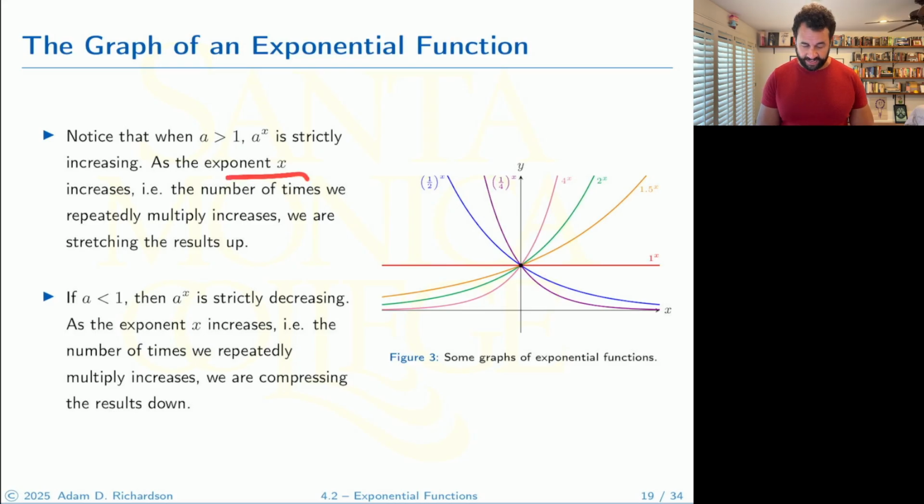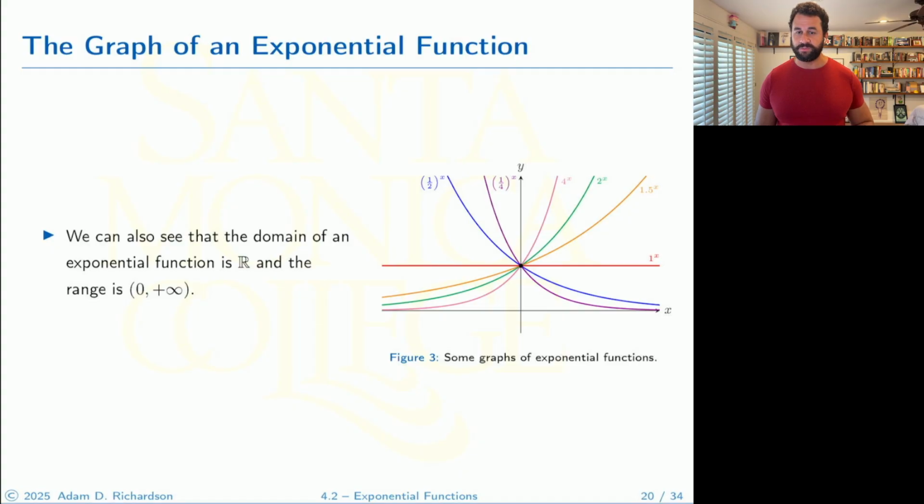So as the exponent x gets larger, the number of times we multiply increases, and we're stretching those results up, right? Stretching them up. But if a is less than 1 and greater than 0, then we get a strictly decreasing graph. Again, because now you're repeatedly multiplying by something that is less than 1 in size. So you're going to be decreasing the value every single time.